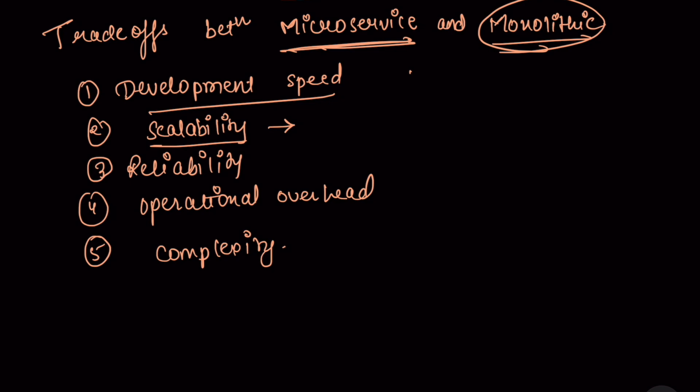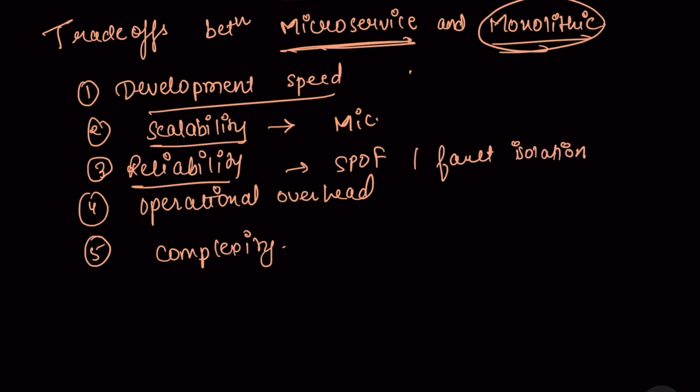Monoliths may be easier to scale initially, but at a YouTube scale, the ability to scale each service independently can make microservice a better choice. Then we have reliability. Monoliths are often more vulnerable to SPOF, that is single point of failure, because everything is so tightly coupled into a monolithic architecture. While microservice can provide you fault isolation.